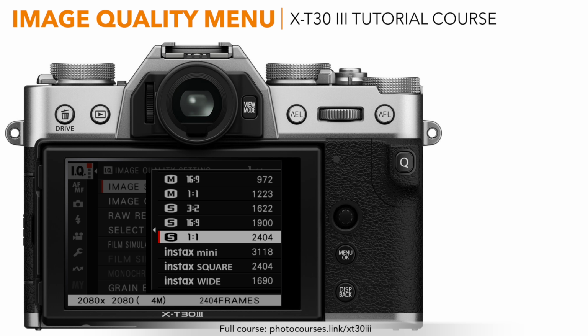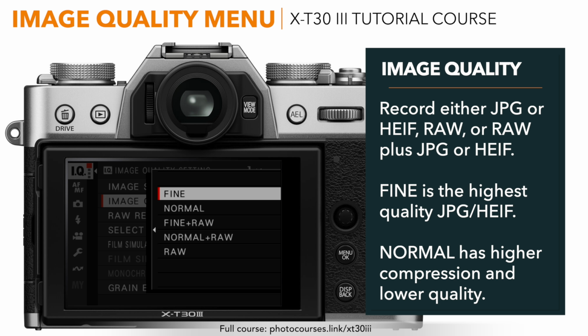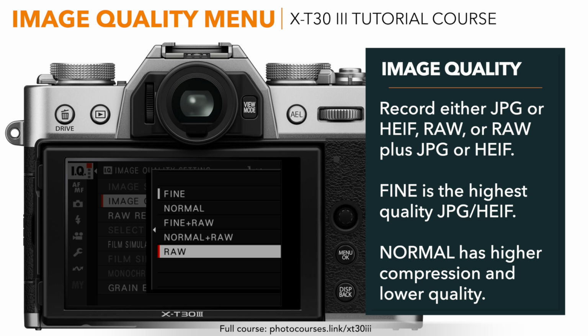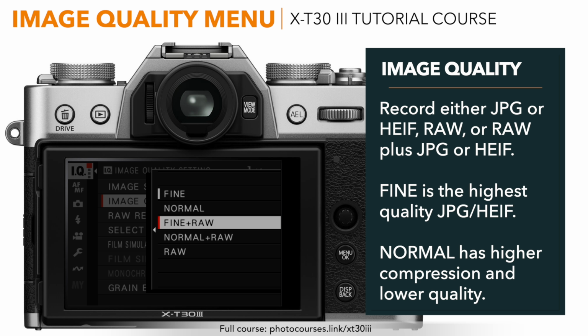When you choose a JPEG or HEIF file, you'll set the quality of that file. Fine is going to be the highest quality. It's not going to be compressed very much, so you'll get a higher quality photo, but also a larger file size. Normal is going to be compressed even more, so more information is thrown away. It's going to be a lower quality, but a smaller file size, so you can fit more of them on a memory card. If you only want to record the RAW file format, you can just select RAW here. Or if you want to record the RAW and JPEG or HEIF file, you can set RAW plus the quality that you want to save.